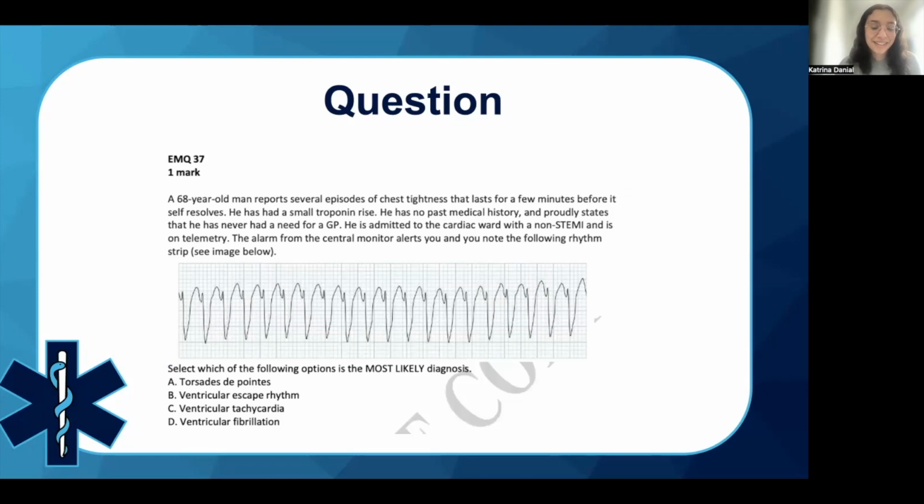The answer here is VTAC. So it's a regular broad complex tachycardia. It's VTAC. Torsade de pointes is not as regular in terms of amplitude. It will be small amplitude, then larger, then smaller and larger. VFib is also like an irregular broad complex tachycardia.